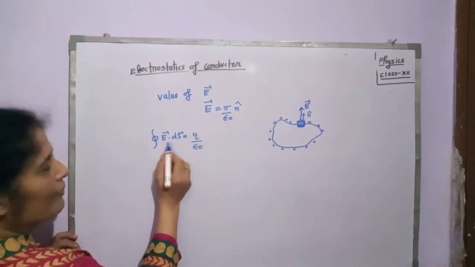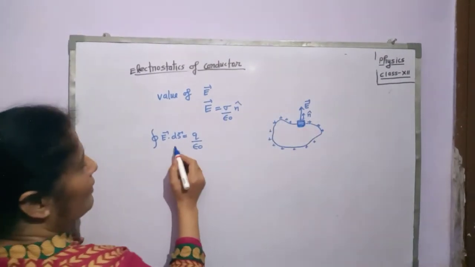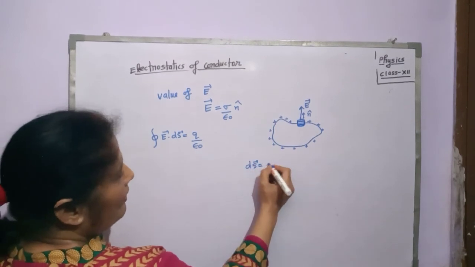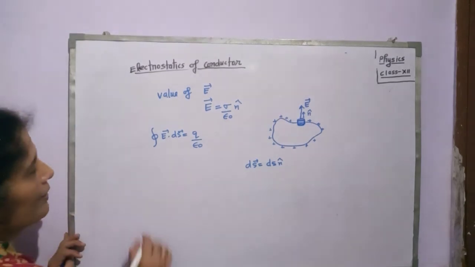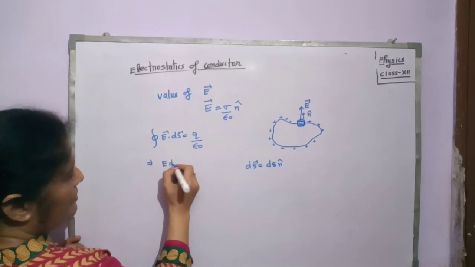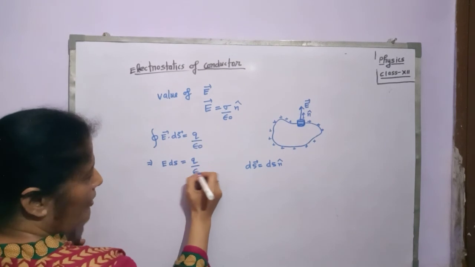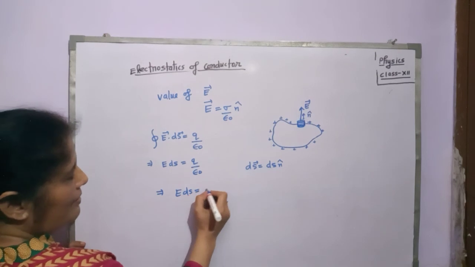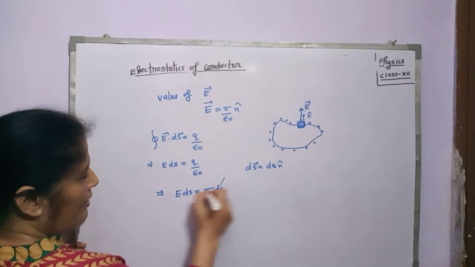The angle between these two is equal to 0 degree. This is the unit area vector, and its magnitude is ds. You can write here ds vector is equal to ds, its magnitude, and its direction n cap. Now we get here E ds, because cos 0 is equal to 1, is Q upon epsilon naught. In place of Q, you can write here E ds is equal to surface charge density into area upon epsilon naught. ds cancels out.